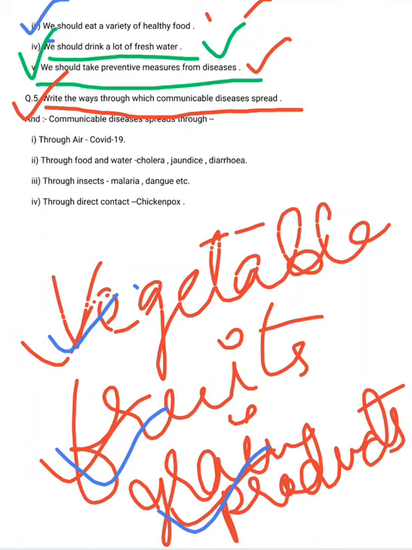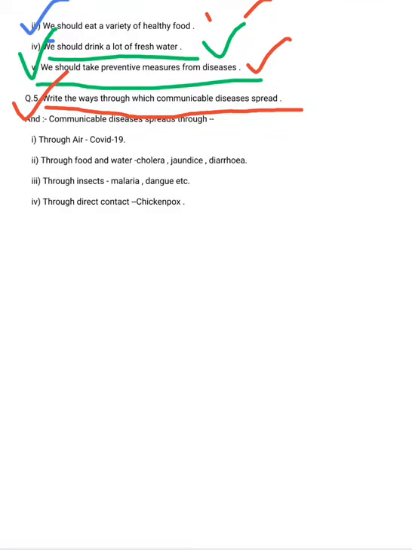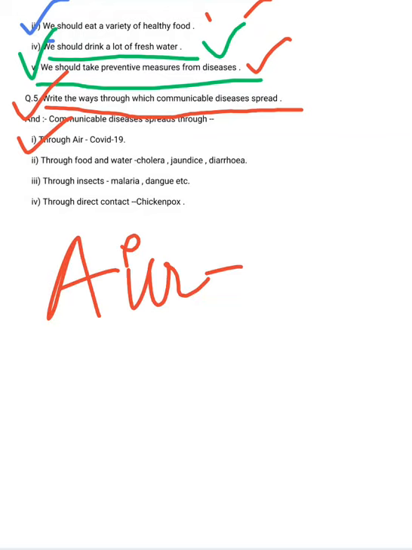Right. So there are different means of spread. Diseases can be spread in different ways, through direct contact, indirect contact, through insects. Right. So the following are the ways through which communicable diseases spread. Number 1 is through air. বায়ুৰ যোগেদি বহুত বেমাৰ আজাৰ স্প্ৰেড হয়, যেনেকৈ one of the examples is COVID-19. Right.